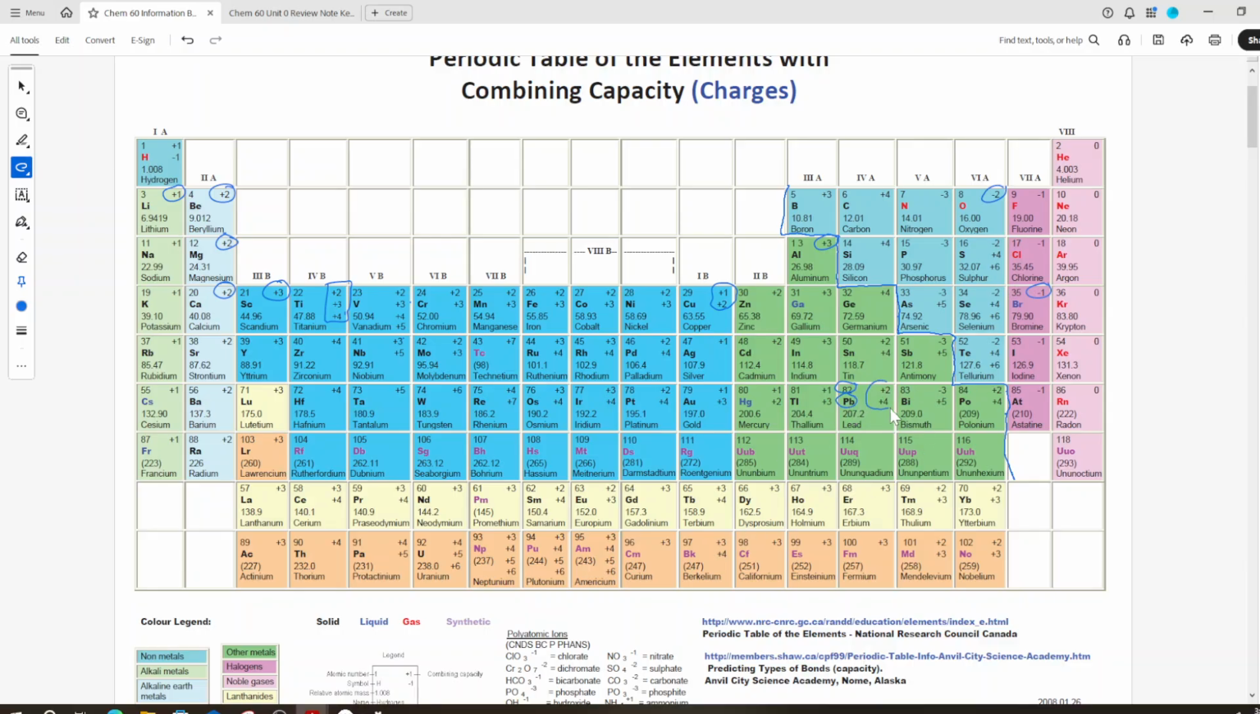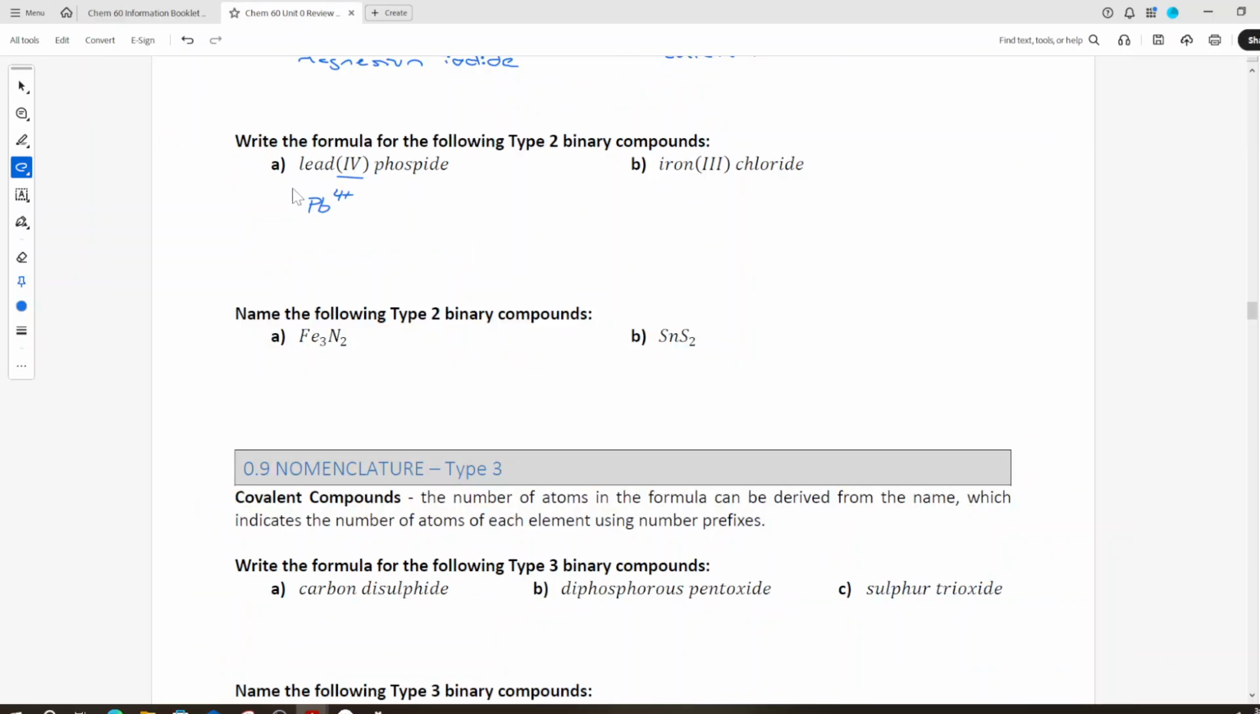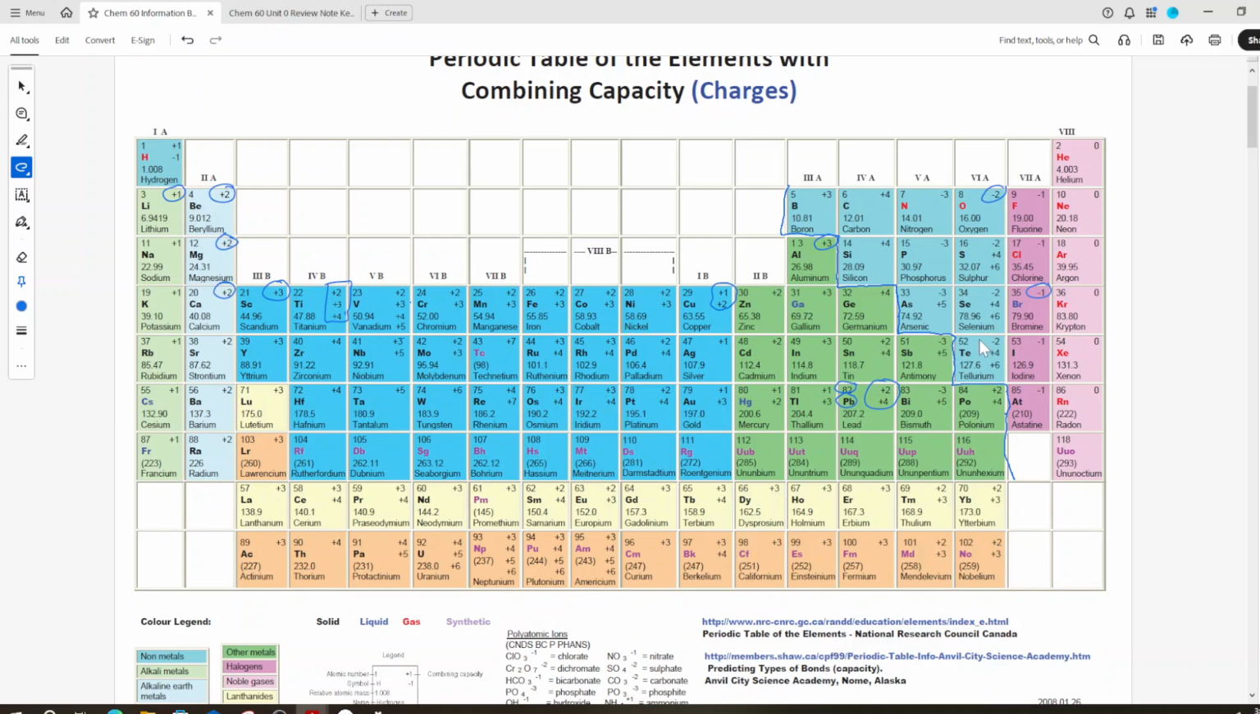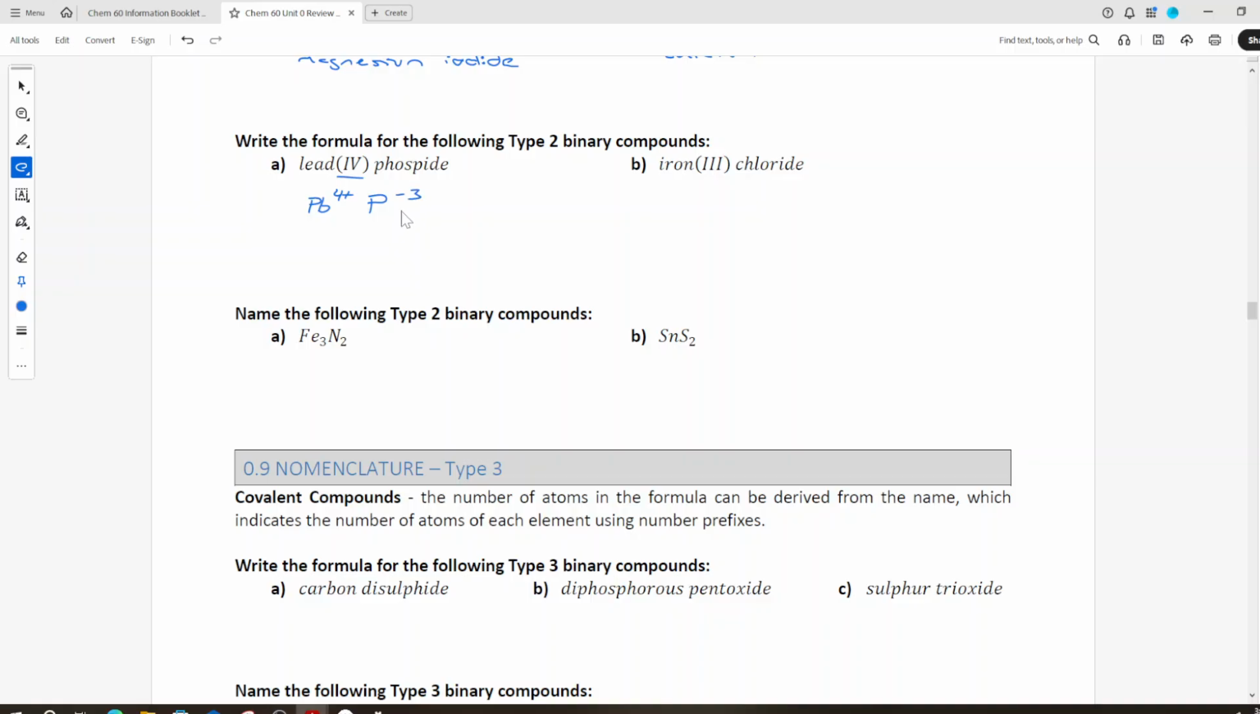And then I know that it could be a +2 or a +4, but this tells me that it's a +4. And then I'm going to look up my phosphide, which is phosphorus. So phosphorus should be over here on the right-hand side. There's phosphorus, and it has a combining capacity of -3. So then if I was going to give its compound formula, it would be Pb3P4. So again, that crisscross method. And that makes it a +12 and a -12. Okay, try iron 3 chloride.